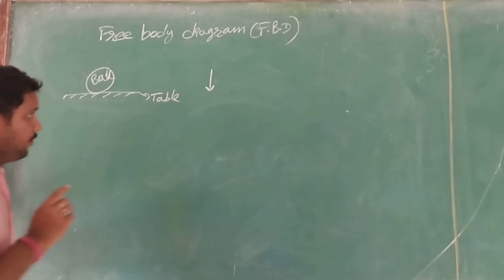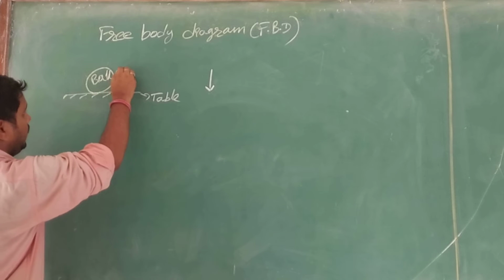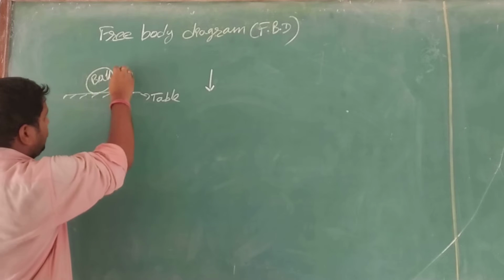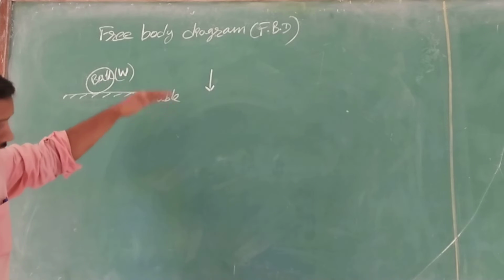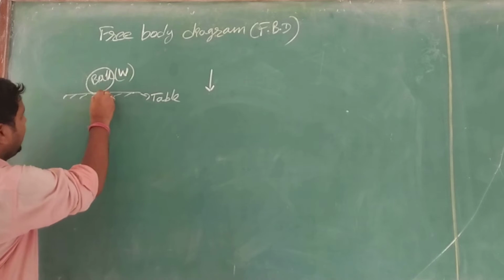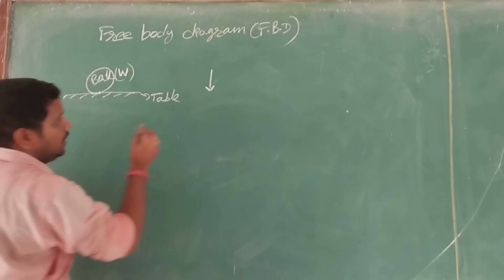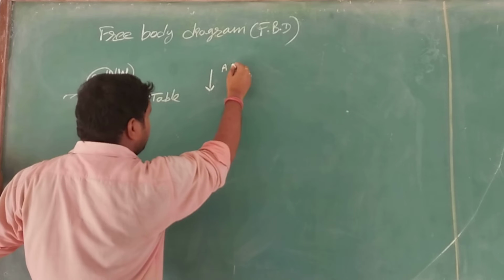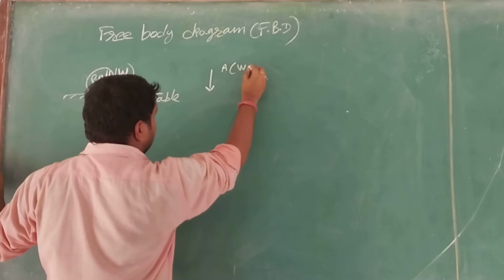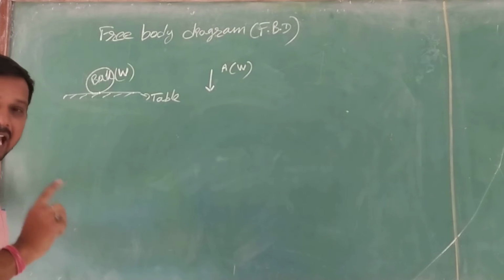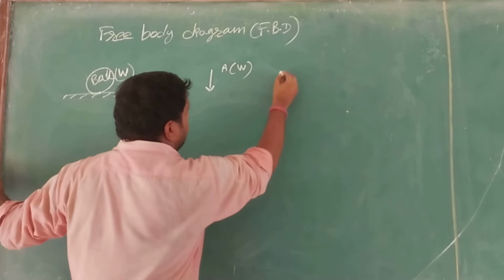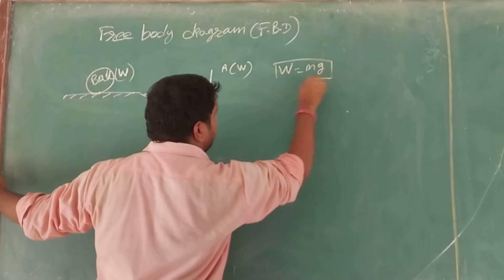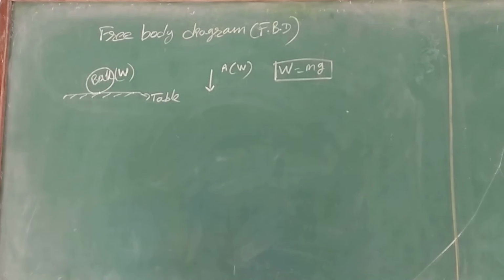due to its gravity. So if the weight of this ball is capital W, and it is acting downward at a point on the table, this will be my action, or else this will be my weight, because weight always acts downward. And what is the formula for weight? W is equal to mass into gravity.